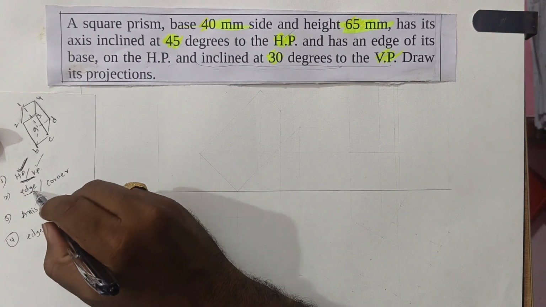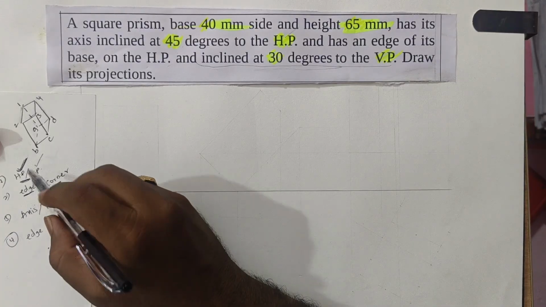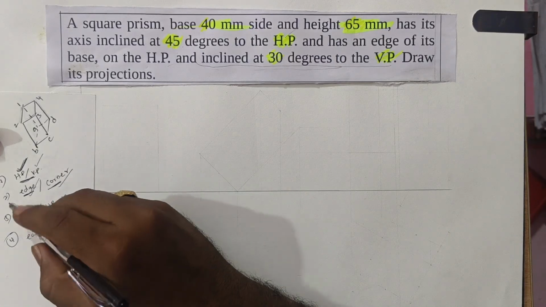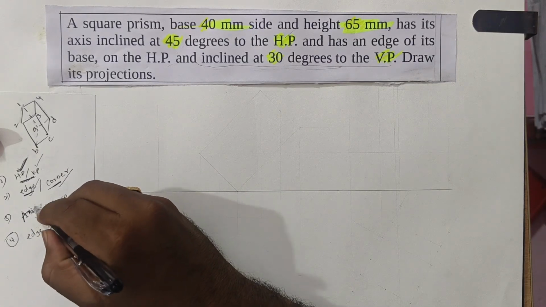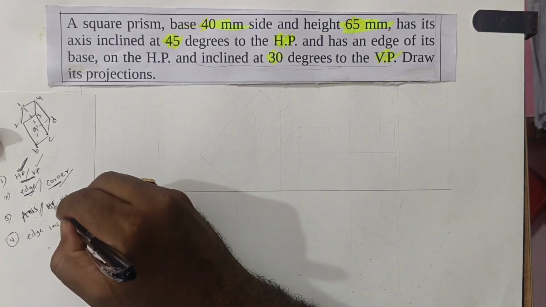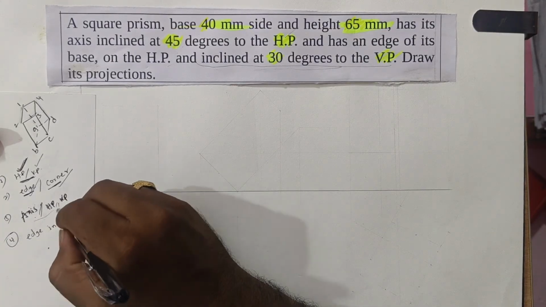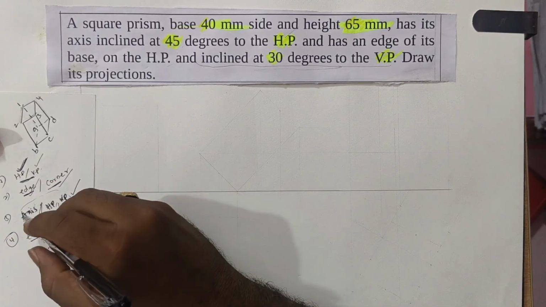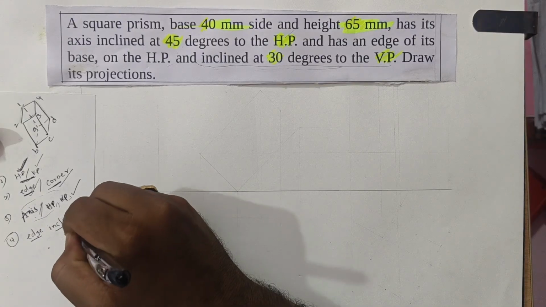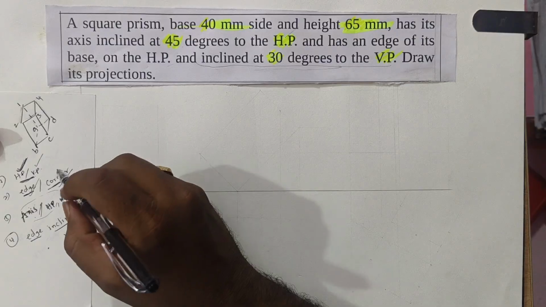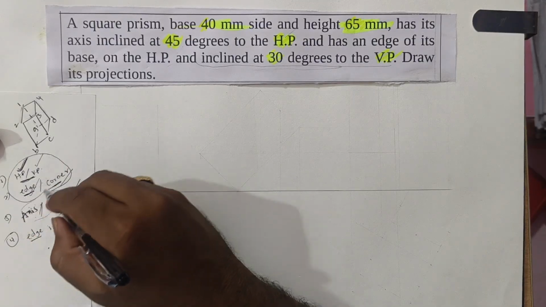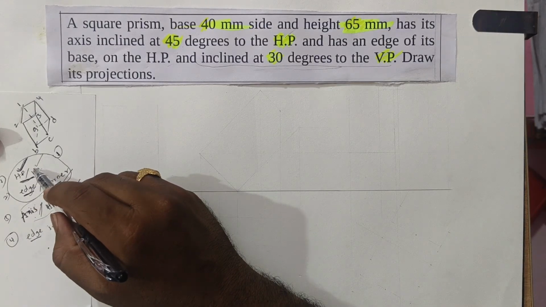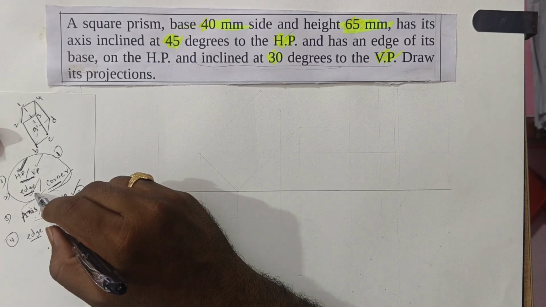Now the second thing we need to understand is whether the solid is resting on one of its edges or one of its corners. And third, what is the axis inclination, with the horizontal plane or vertical plane? The axis inclination is going to be implemented in the second stage, and the edge inclination is going to be implemented in the third stage as well as the second stage. Now these two parameters are going to be implemented in the first stage, that is, we need to identify whether the solid is resting on the horizontal plane or vertical plane and whether it is resting on an edge or corner.